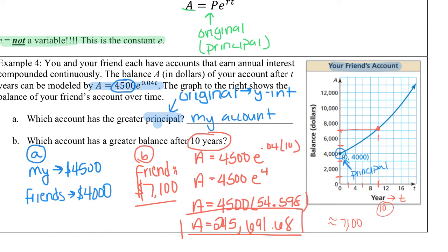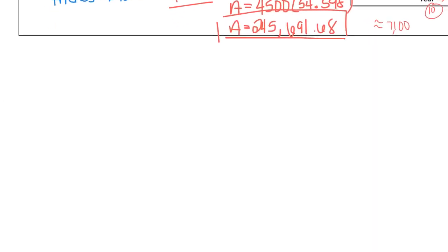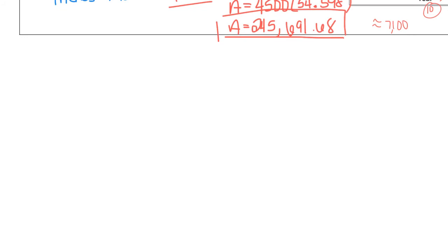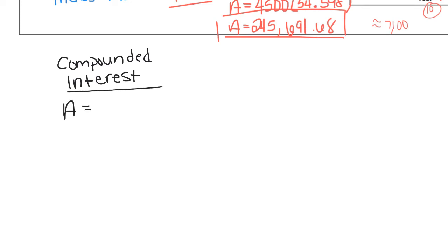So in review, here are the two formulas that you will need. So the compounded interest formula is A, the final amount, equals P, the principal, the original, times 1 plus the rate over how many times it's compounded, raised to the number of times it's compounded times the time you're doing it for.